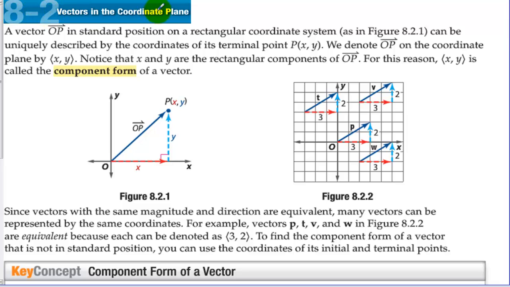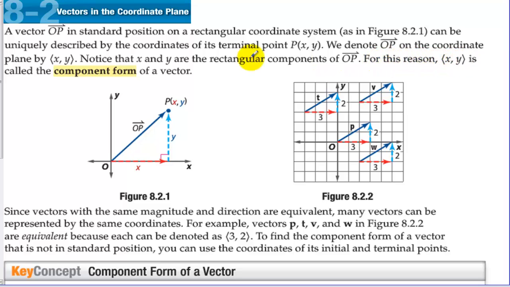Section 8.2 Vectors in the Coordinate Plane. A vector OP in standard position on a rectangular coordinate system can be uniquely described by the coordinates of its terminal point. We denote OP on the coordinate plane by ⟨x, y⟩, and these are chevrons. Notice that x and y are the rectangular components of OP.